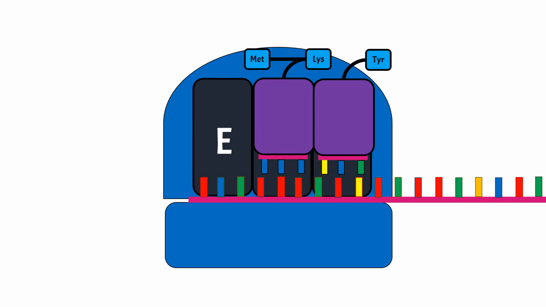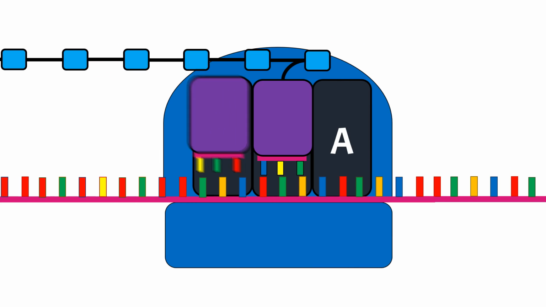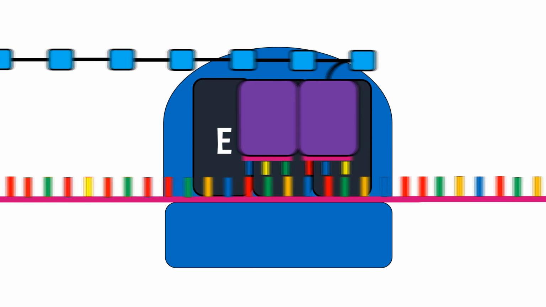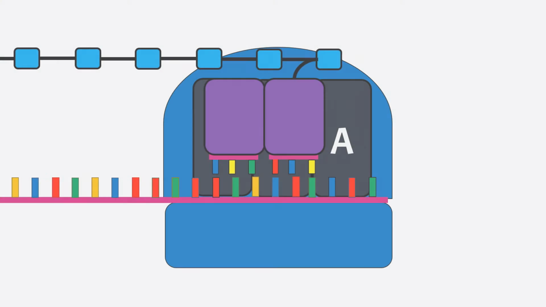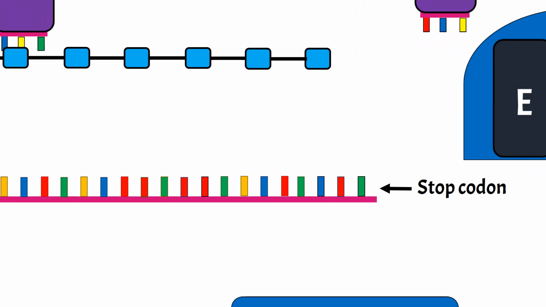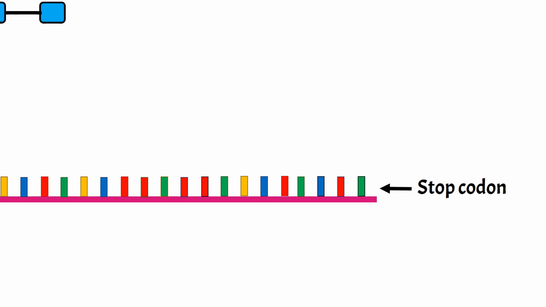Now, the next tRNA for the next codon can move in, allowing the next peptide bond to form. This process repeats over and over, continuously reading codon after codon and adding amino acid after amino acid to a growing polypeptide chain, until it reaches the stop codon. There is no tRNA for this codon, so the entire ribosome falls off and the polypeptide chain is released. It can now head to the rough ER or to the Golgi body for processing into the final protein.